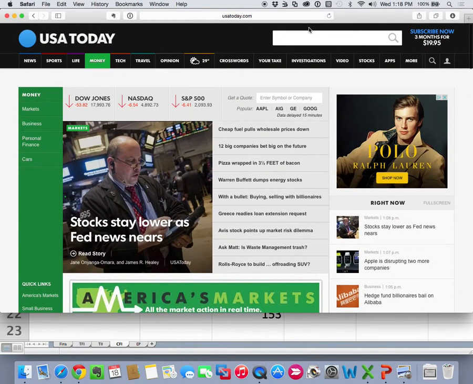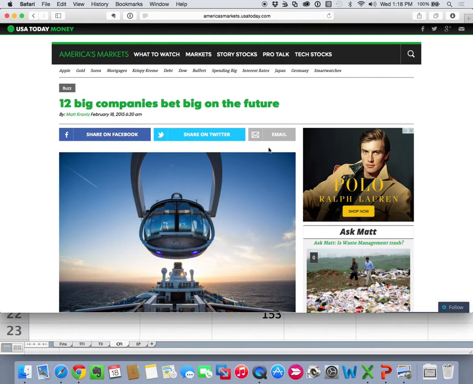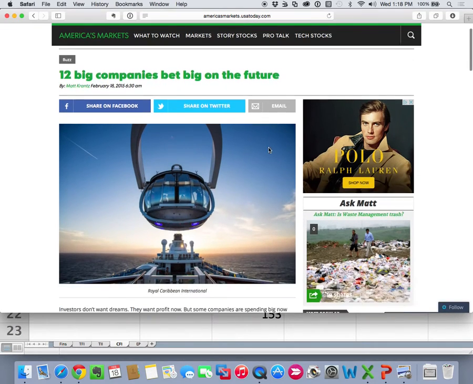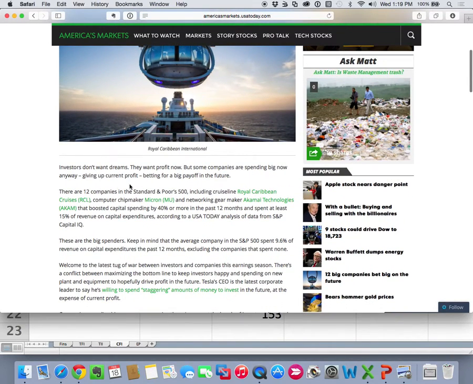Let me just do a quick search. Oh, here it is: "12 big companies bet on the future," 6 hours ago. Now, they're not using the same definition of free cash flow. I mean, it's USA Today. But what the guy that wrote this story said was they were looking at the S&P 500 and they found 12 companies that spent a high percentage of their revenue on CapEx.